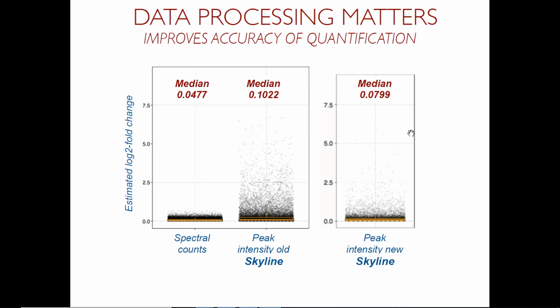In particular, if we think of this log-fold change among the background proteins, this was the old analysis, and this is the new analysis. So the improved peak quantification that Skyline had reduced the median log-fold change among the background proteins. So clearly, it reduced some of the artifacts which were present in the older version.